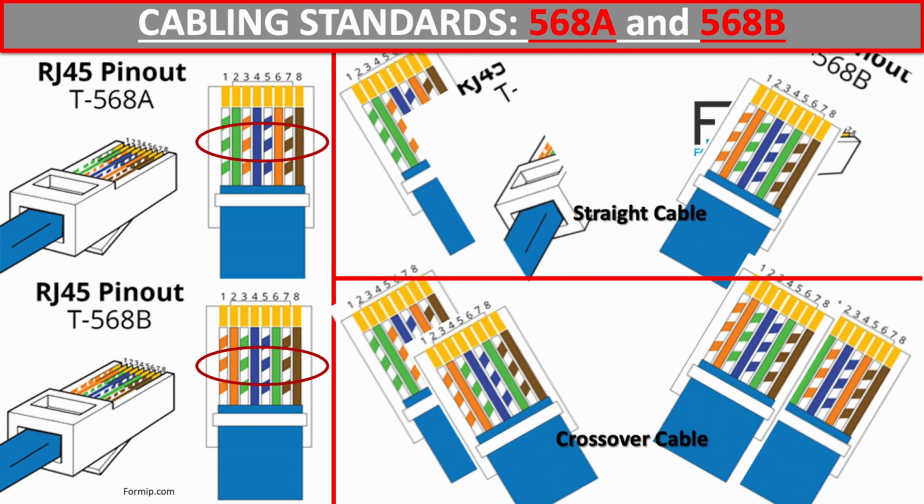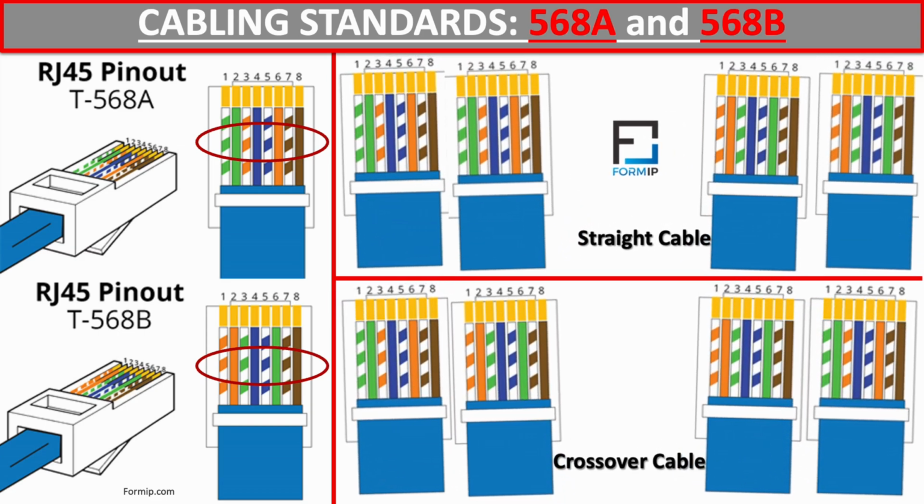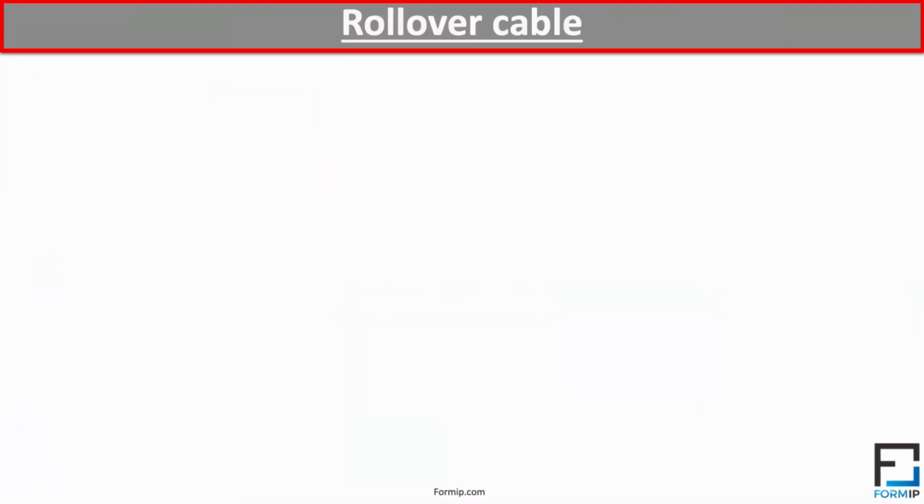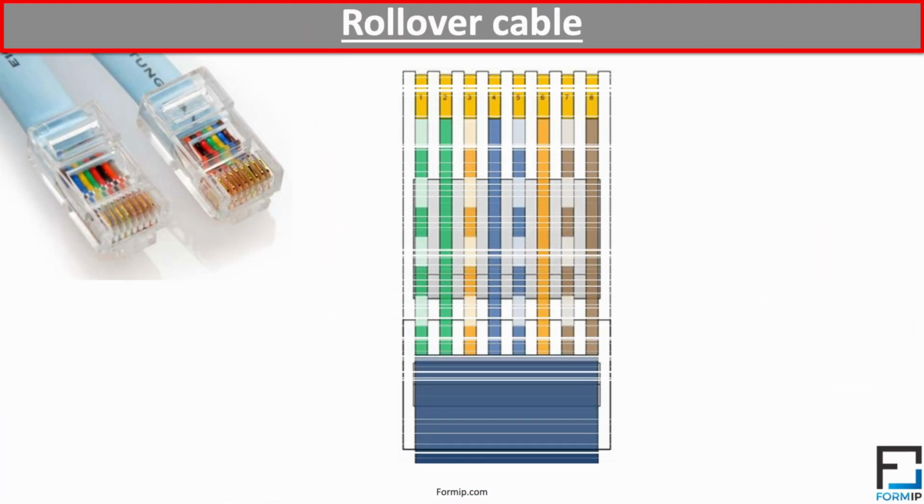A fairly simple technique to recognize the type of cable is to look at the order of the colored wires inside the RJ45 connector. If the order of the wires is the same at both ends, then you have a straight cable. And if it doesn't, it's probably a crossover cable or a badly connected cable.